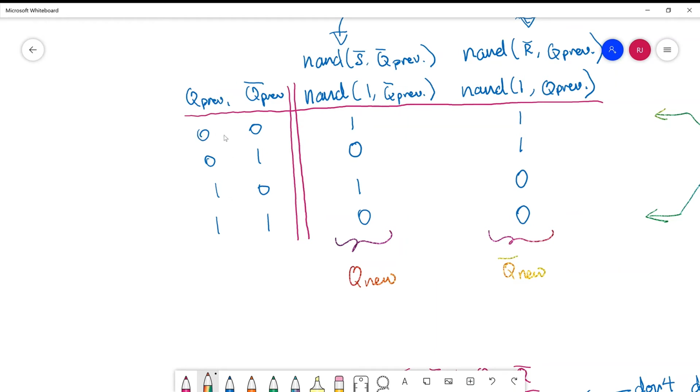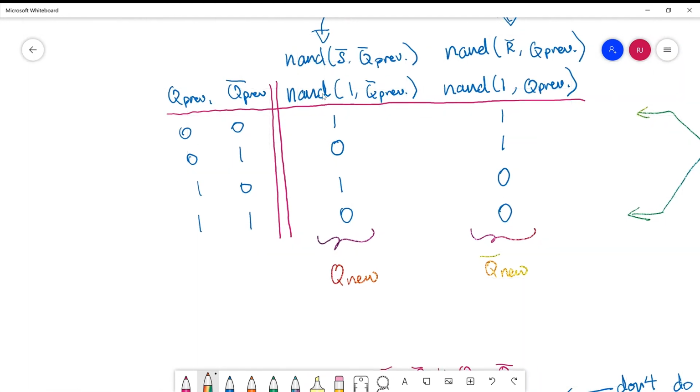So I've listed out all the possible combinations of Q previous and Q bar previous from 0, 0 all the way to 1, 1. So at this point, it's just a simple computation of the NAND. Again, whenever either input is 0, the NAND will have to be forced to output a 1. So you work through that logic, and it results in a truth table that looks like this.